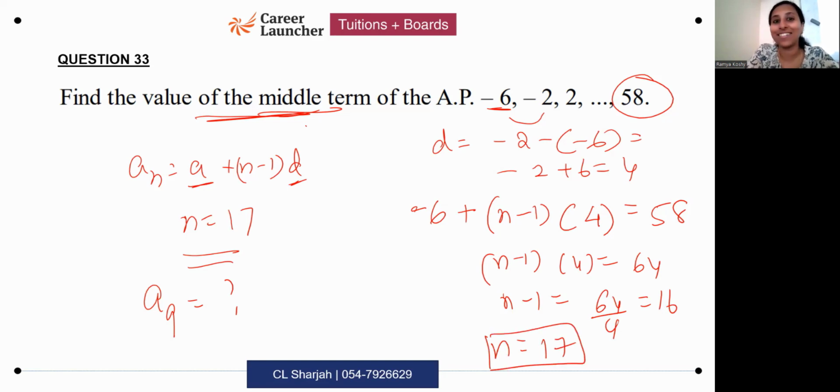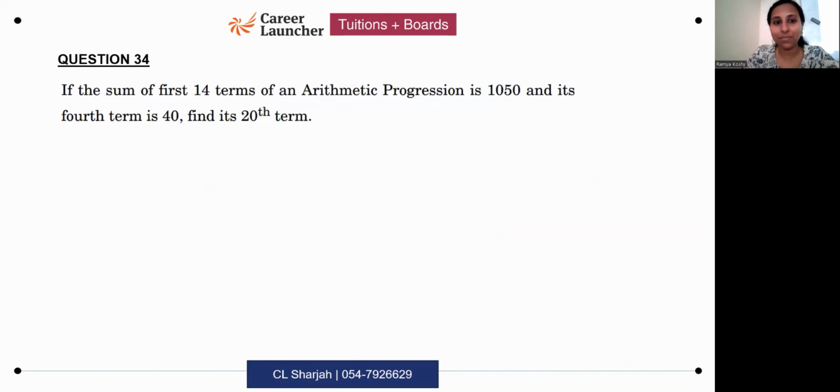Okay, some calculation error. So once you get N as 17, what do we do? As I mentioned, 17 plus 1. Add 1, make it an even number and divide by 2. Alright? So you're getting the 9th term as the middle term. These are common type of questions.